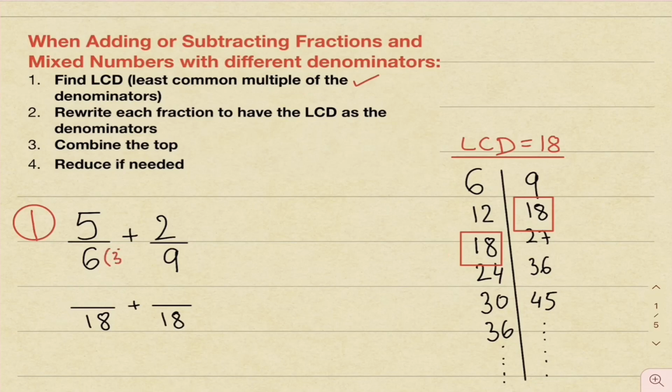And if you multiply the 6 by 3, you have to multiply the top as well by 3. So 6 times 3 is 18. 5 times 3 is 15. So we have 15 over 18.